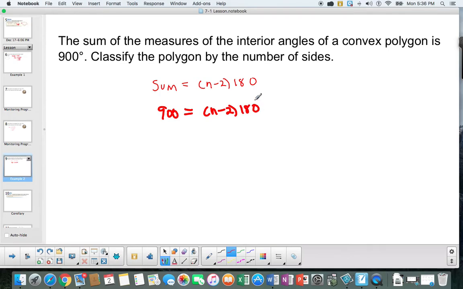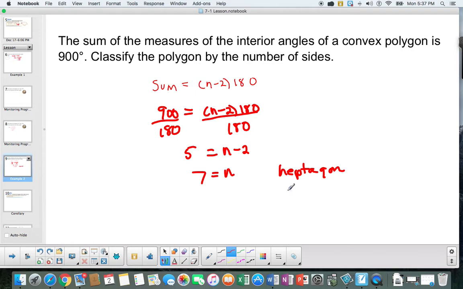Now I'm going to divide both sides by 180. I'm going to divide this side by 180 and this side by 180, and I'm going to get 5 is equal to n minus 2. And then I'm going to add 2 to both sides, so n is equal to 7. So a figure that has 900 degrees as the sum of all the interior angles is a heptagon, or a 7-sided figure. Sometimes we call it a septagon as well.